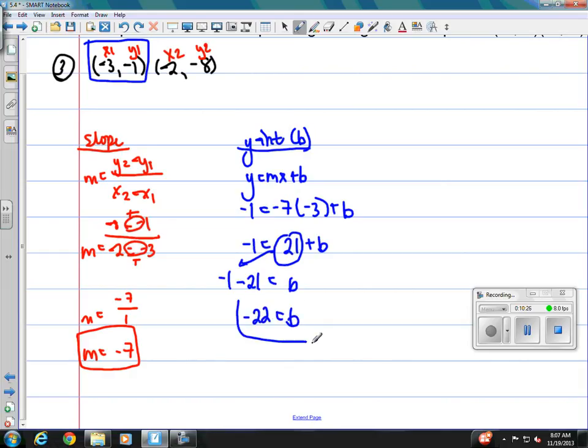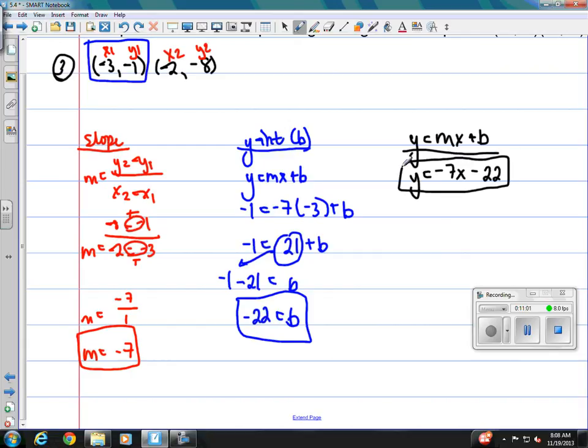So we now have our b. We have our m, which is our slope. We have our y-intercept. Now all we have to do is just write our equation. Y equals mx plus b. And we have y equals, because remember y stays a variable, our m is -7. We keep our x, and then our plus b is a -22. Instead of saying plus a -22, we're just going to say minus 22. And there we go. We have our slope-intercept form equation given 2 points.